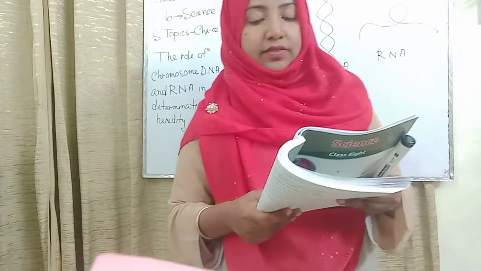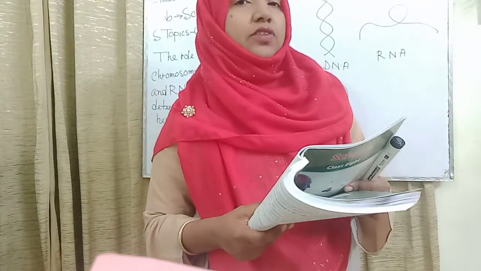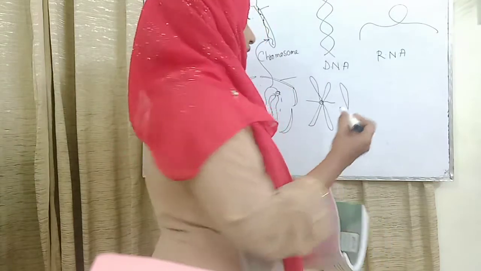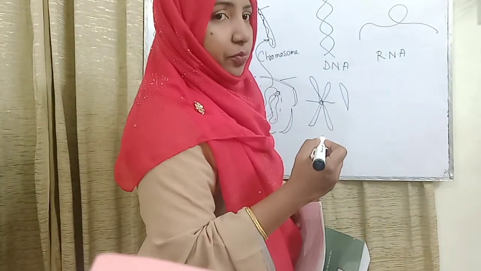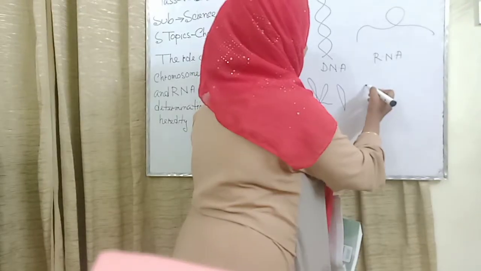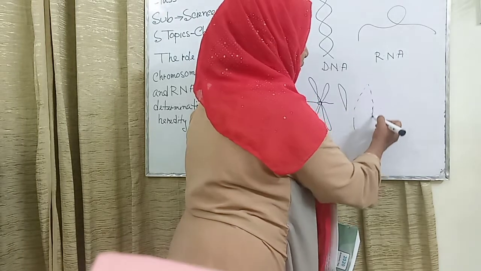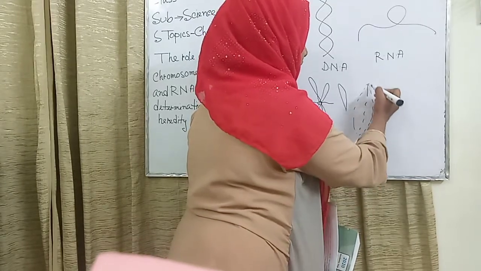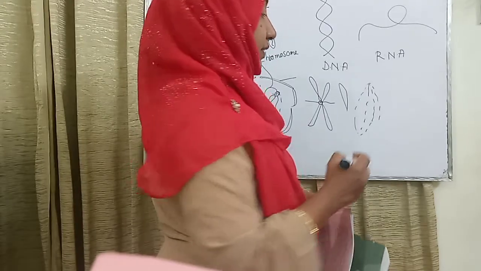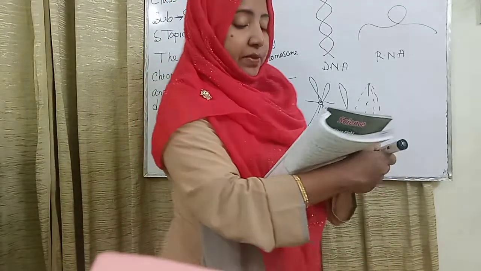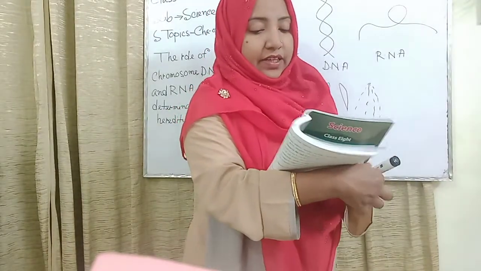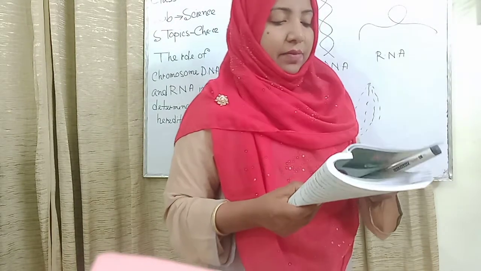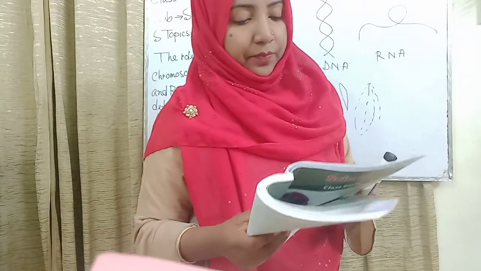During cell division, the spindle fibers are attached to the centromere. When I draw prophase, prometaphase, and metaphase, you can see the structure of the centromere, and this structure is the spindle fiber. Again, during cell division, the spindle fibers are attached to the centromere.